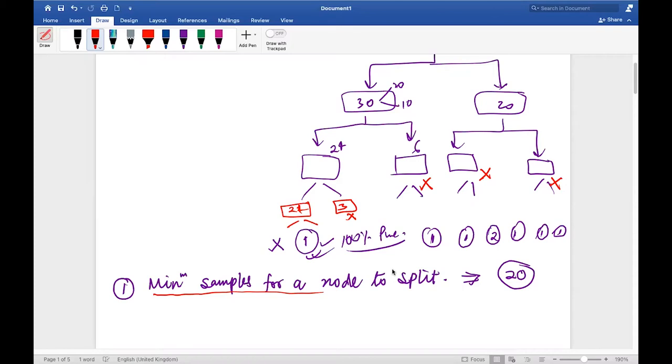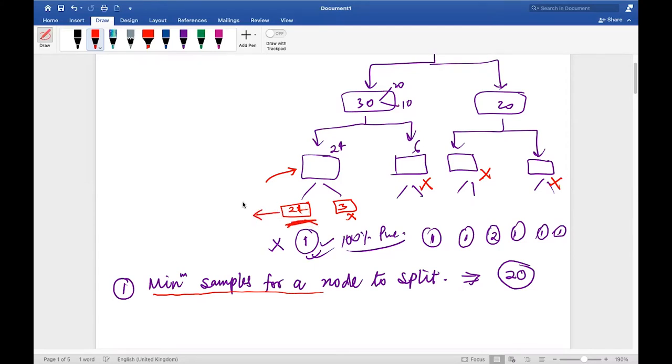Understood? Now you will say that if any node is not 100% pure, how will we justify the class of that node? We find out by looking at the majority. Let's say this is the leaf node, for example, with no further split.